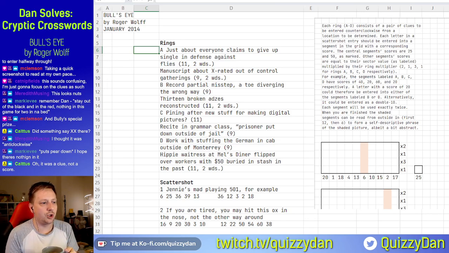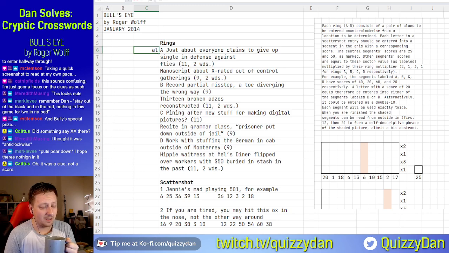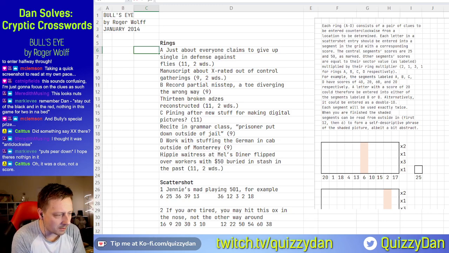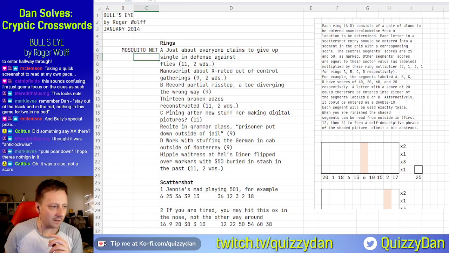Rings. A1. Just about everyone claims to give up single in defense against flies. Just about everyone, so it's probably all, but it's not all of it, so we take off the last letter, so it's probably AL, claims to give up, single... I feel like defense against flies is the answer, and I think it must be mosquito net, because it's the only thing that I could think of that has 11 letters and is a defense against flies.